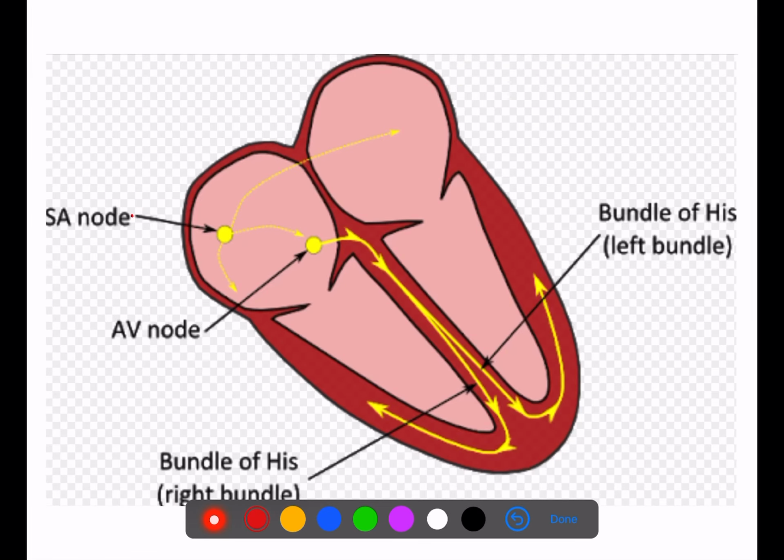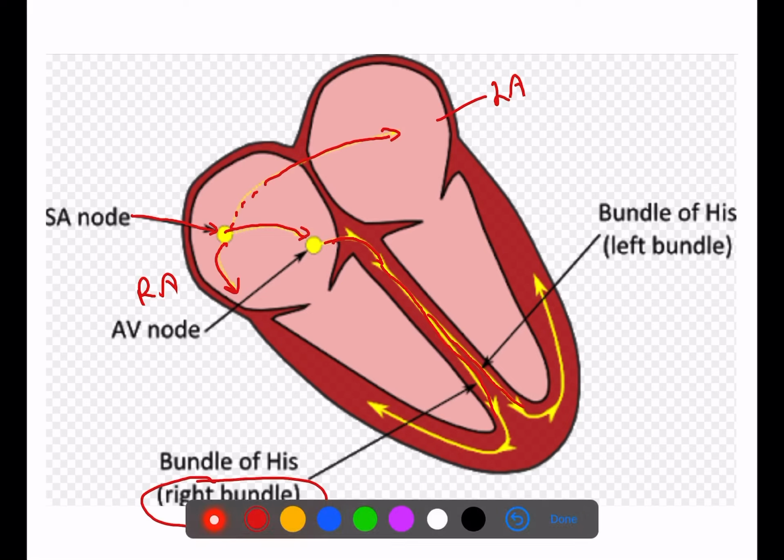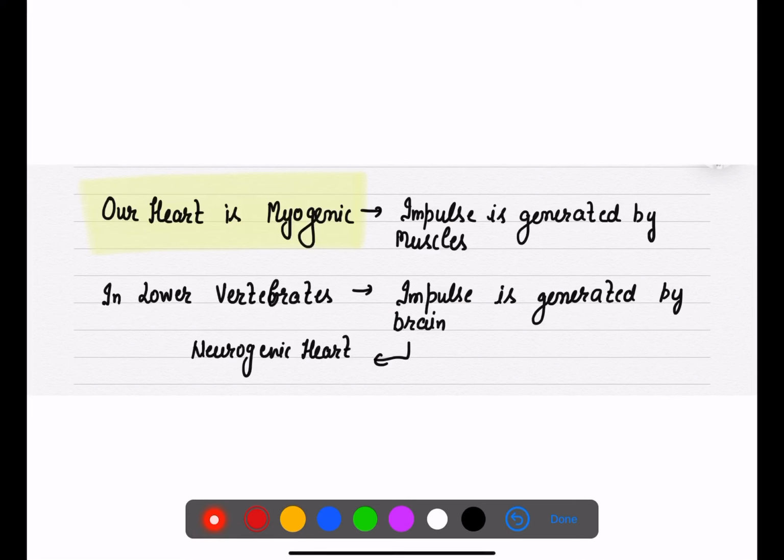So as you can see, from the SA node, impulses are generated. They pass to your left atrium and right atrium, and then the AV node collects these impulses, and then the bundle of His, the AV bundle, collects these impulses, and finally the Purkinje fibers transmit these impulses to the wall of ventricles. So what are these special muscles? They are our nodal tissue.